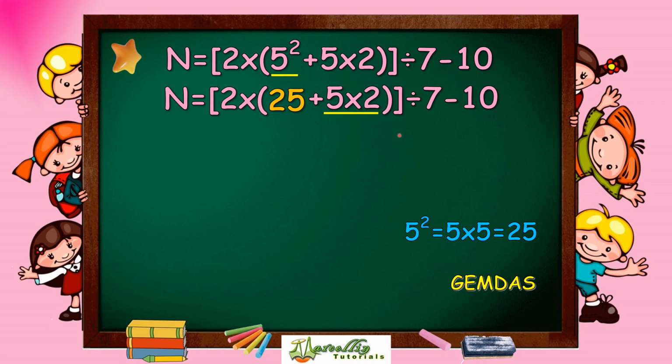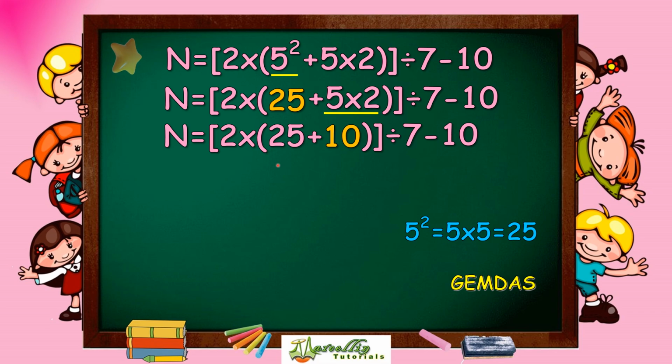Next, let's do 5 times 2. Since in this group, we have addition and multiplication, and as per GEMDAS, multiplication comes first. So, let's solve 5 times 2. Let's copy first the numbers on the left. Then, 5 times 2 is 10. Then, copy the numbers on the right.